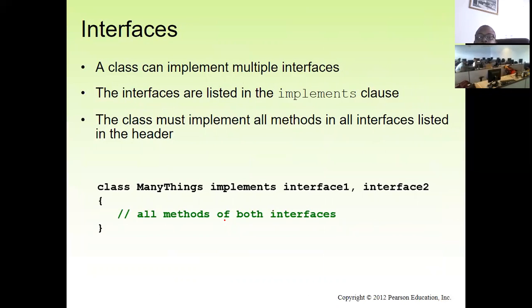Now, a class can actually implement multiple interfaces. Remember that last time when we spoke about inheritance, we said a class can only extend one class. That's for inheritance. But for interfaces, you can implement multiple. We do that by just listing the interfaces after the word implements. So once we say my class implements, I can now write all the interfaces that that class implements. And that will automatically mean that all the methods that are in all the interfaces listed must be implemented inside the class.